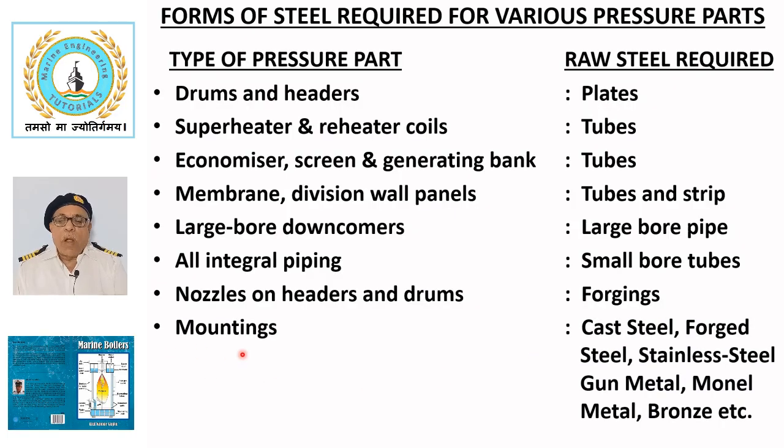Mountings. Mountings are made from cast steel, forged steel, stainless steel, gun metal, monel metal, bronze, etc. This completes the study of requirements for construction of boilers, specification of boiler plates, pipes and tubes and their sizes. Tube thickness as per their pressure ratings and forms of steel required for various special parts.